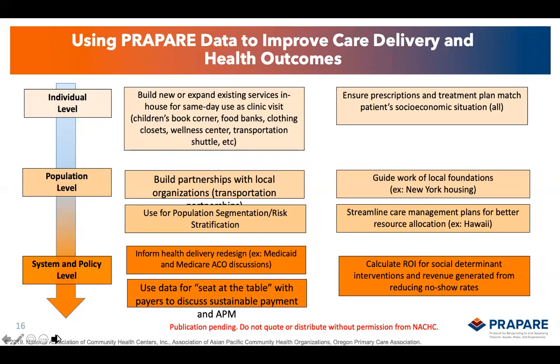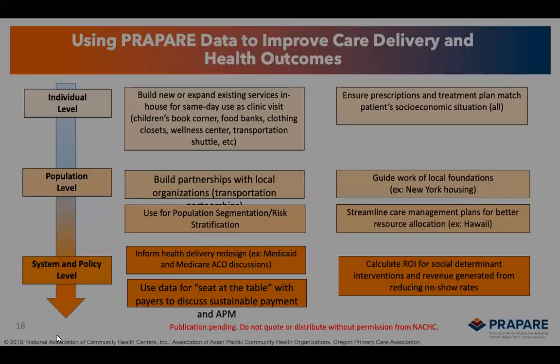I'm not going to spend too much time here, but this is looking at the same visual that I had earlier. I just wanted to provide some concrete examples of how our PRAPARE champions have been able to use the data that they've collected at these different levels. Obviously, SDOH data is general, but with our PRAPARE users that we've worked with, these are just some of the findings that we found. Next slide, please.